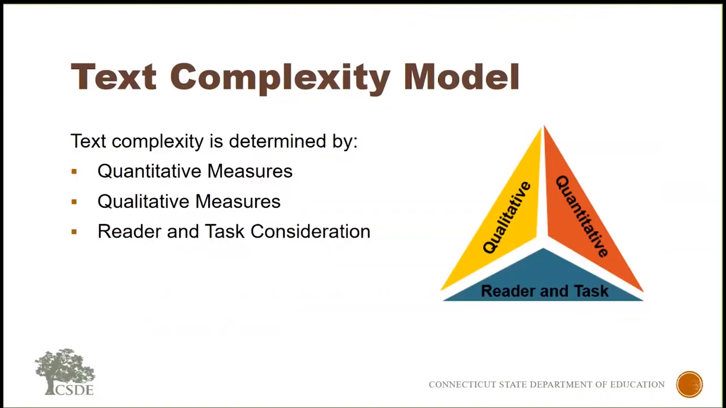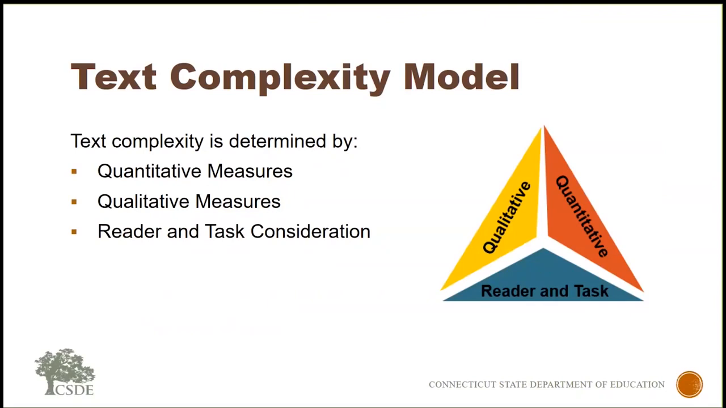Lastly, the reader and task considerations are best employed by those educators who know the background, experiences, and motivation of the students who will read the text, as well as the complexity of the task assigned and the questions accompanying the text. We triangulate the information because no single measure is a perfect determinant of text complexity.